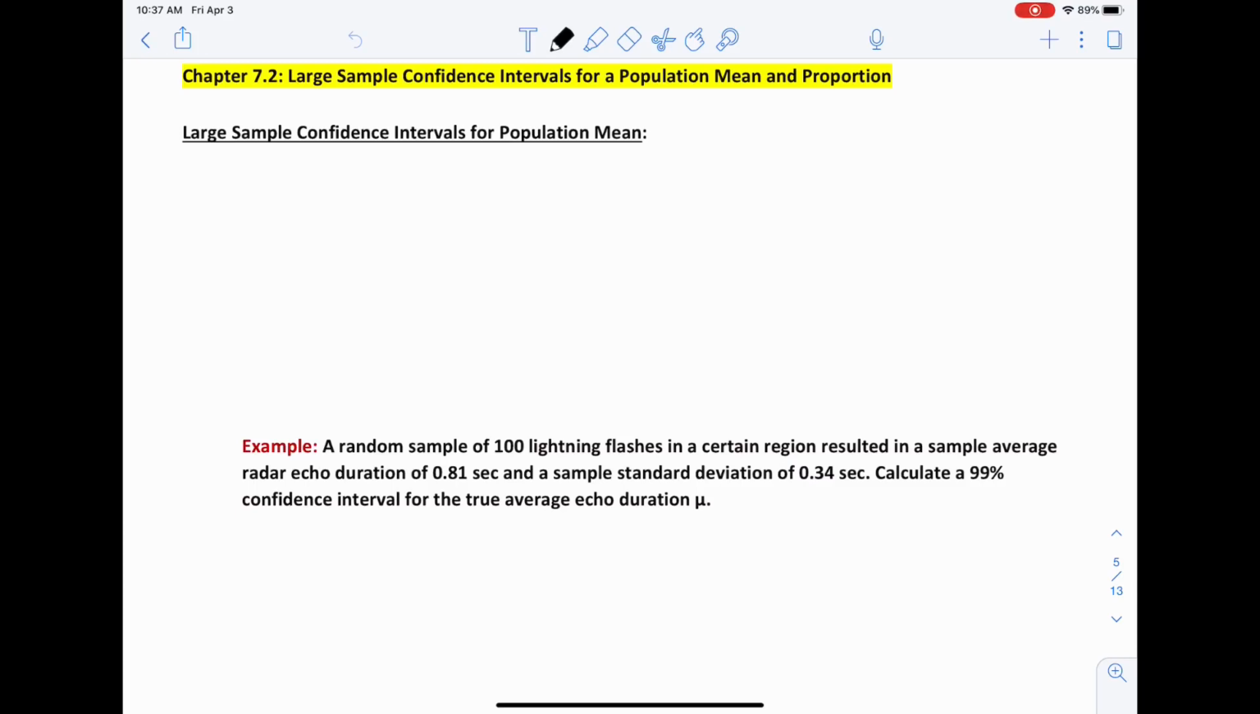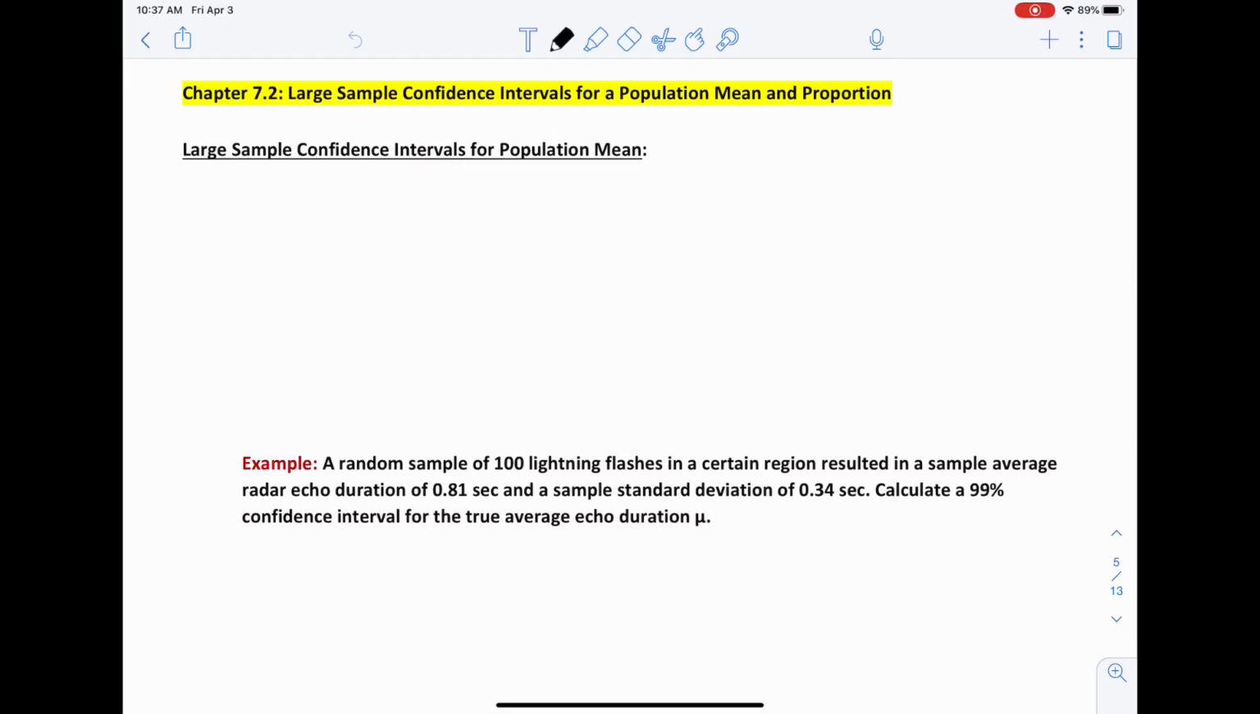Hello everyone. So last time we talked about finding confidence intervals in general. In this section, we'll talk about large sample confidence intervals for a population mean and proportion. Now, what do we mean by large sample?